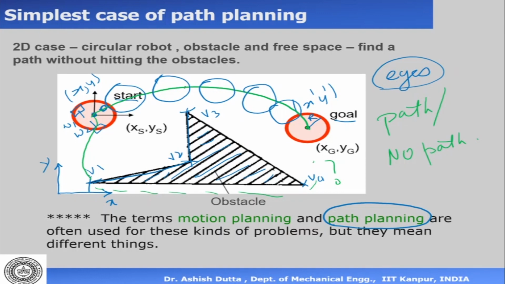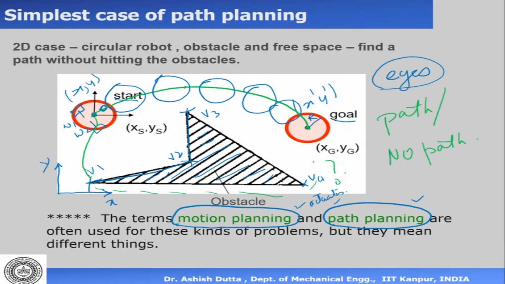Now, once you have found the path, the next thing that comes into the picture is motion planning. That is, now I want to move the robot along the path and take it to the goal point. To do that, we should actuate the wheels suitably, giving suitable velocities so that it will follow the path, and that is basically what is called motion planning. So these are two different things, path planning and motion planning. Path planning is to find the path, and motion planning is to go along the path by actuating the actuators.